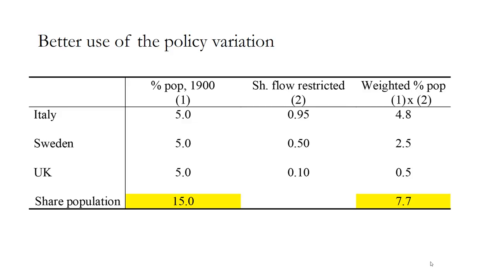But we know that the policy was binding to varying degrees across those countries, so that 95% of the flow from Italy was restricted, but only 10% of the flow from the UK. And so instead, what we're interested in is this weighted share of the population that comes from a quota-restricted country. And in that case, only 7.5% of the population was actually affected in that area.